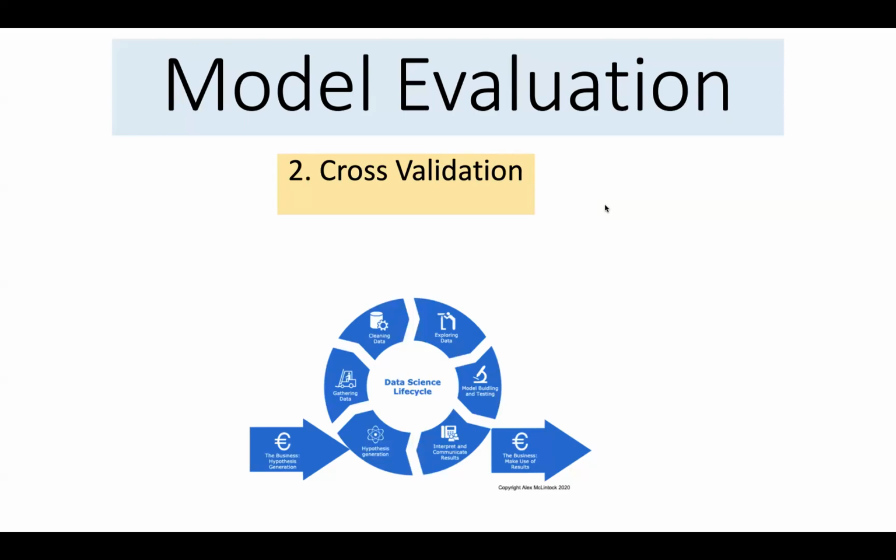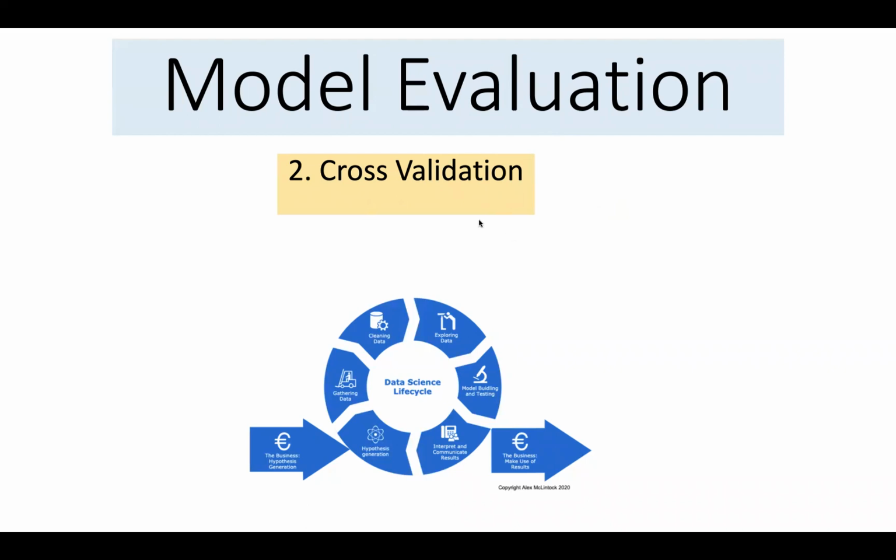So another technique to assess the performance of a model is called cross-validation. Cross-validation is a technique in machine learning used to evaluate the performance of a model, where we divide the data set into subsets and use one subset for training and another one for testing.